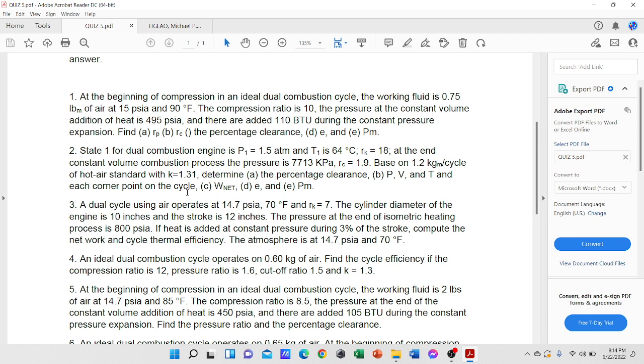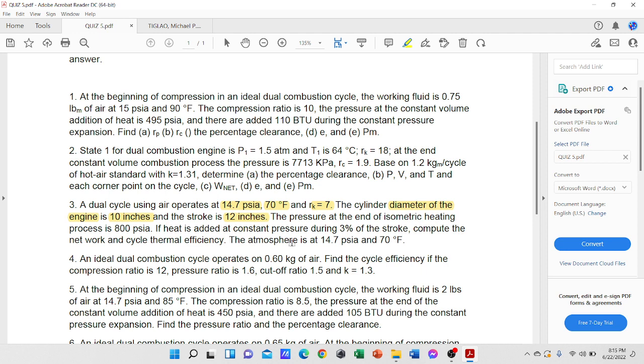So, if we analyze problem number 3, the problem gives pressure 1 of 14.7 psia. Then our temperature 1 is 70 Fahrenheit. Then rk is 7. Then the diameter of the engine is 10 inches. Then our length is 12 inches.